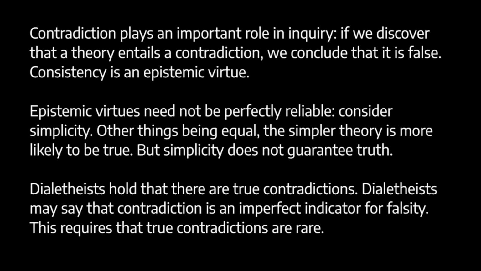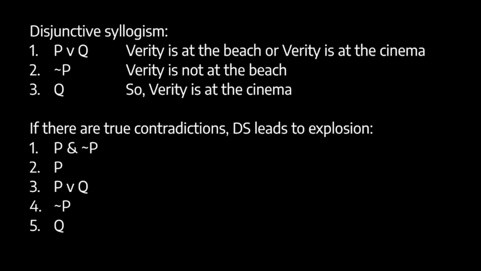Along similar lines, a standard pattern of inference is disjunctive syllogism. P or Q, not P, therefore Q. For instance, Verity is at the beach or Verity is at the cinema. Verity is not at the beach, so Verity is at the cinema. Traditionally, disjunctive syllogism has been viewed as a logical law. The truth of the premises guarantees the truth of the conclusion.